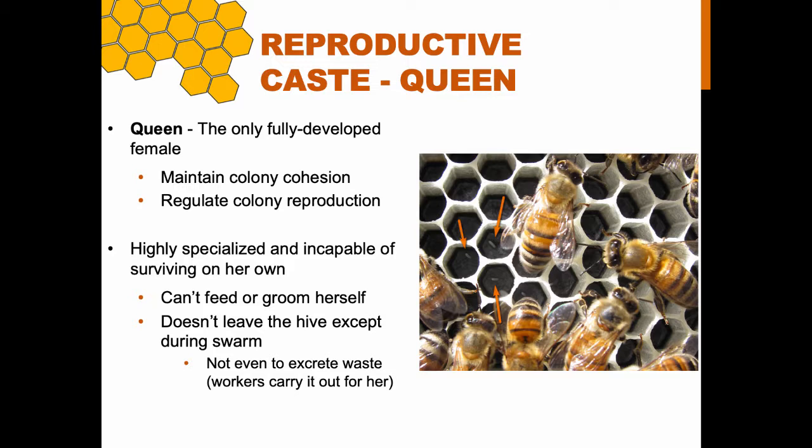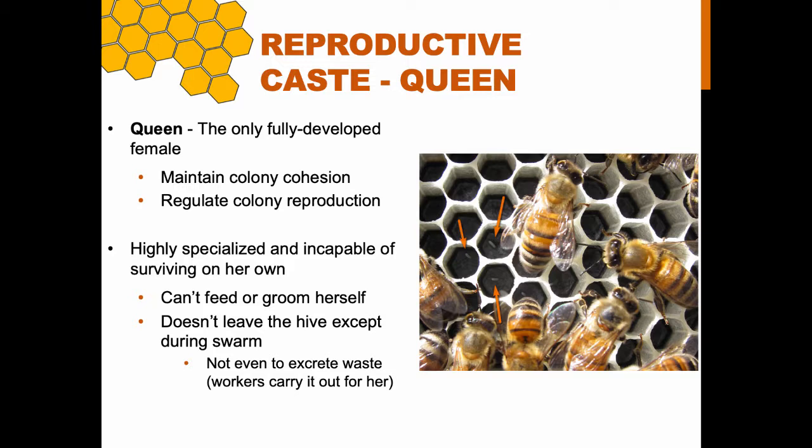So functionally then, the queen is the only fully developed female in the hive. And she has 2 major jobs. One of them is to regulate colony reproduction. So it's her job to make sure that there are enough eggs in the cells and that the colony stays at a healthy number. And it's also her job to maintain colony cohesion.